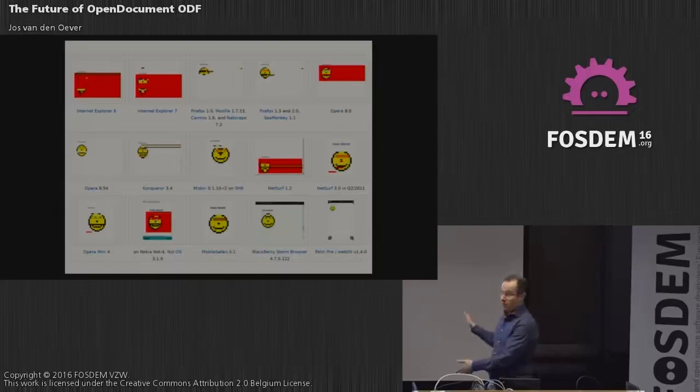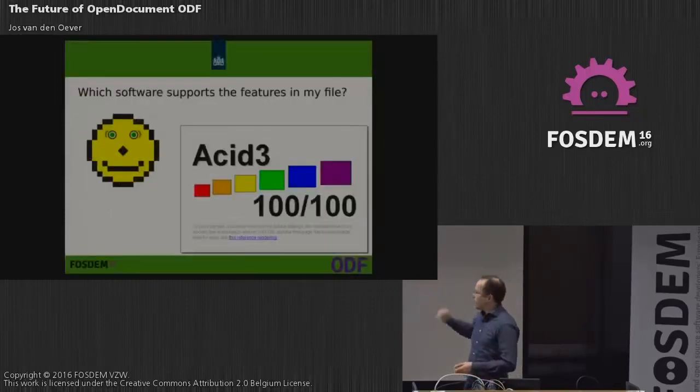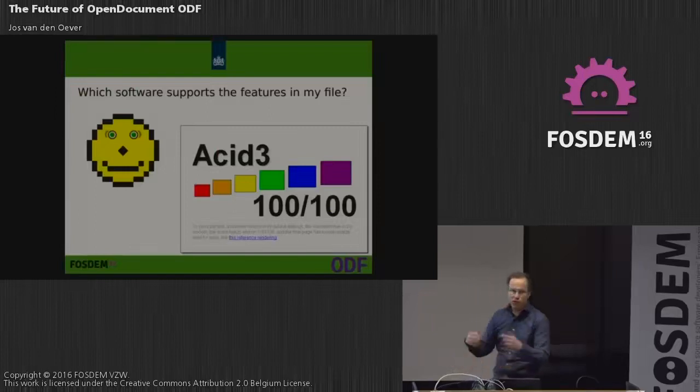It's quite horrible, right? With ODF, we are not in a situation as bad as this, but we do want to improve. And we also want to get to a state where we have a smiley face, and we can say that 100 out of 100 passes for most of the Office suites.